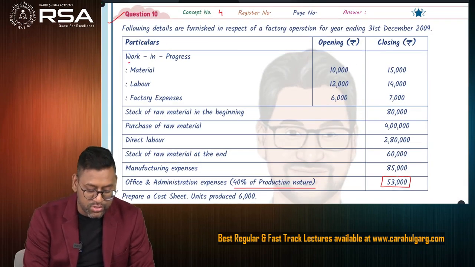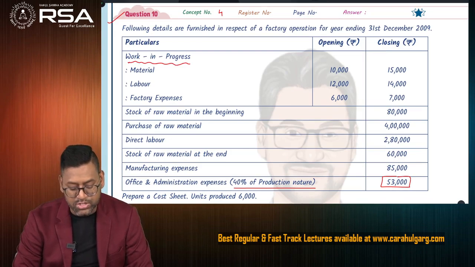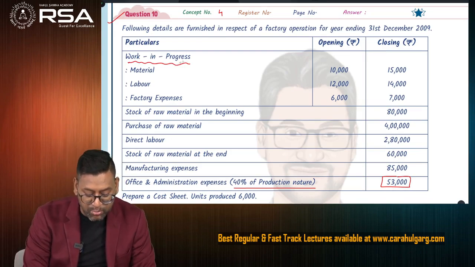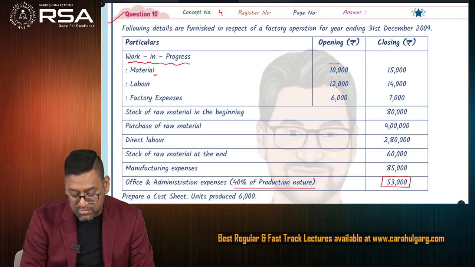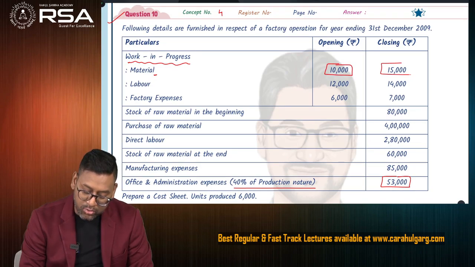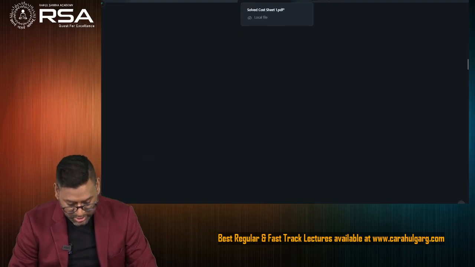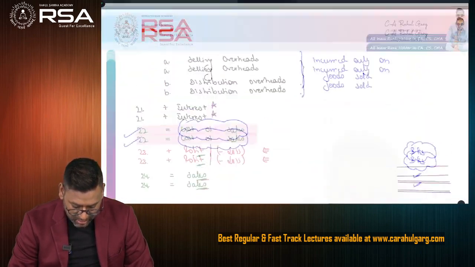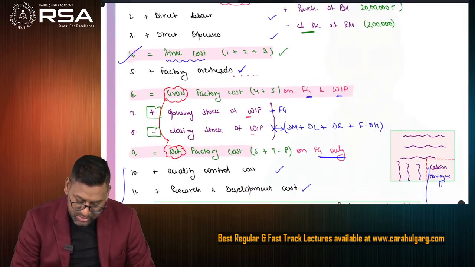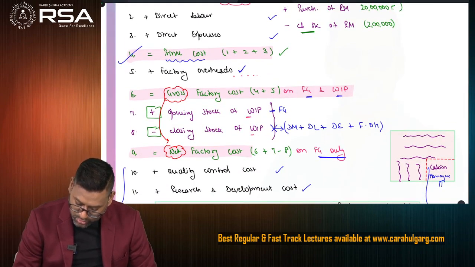One more thing, as you see over here, work in progress. Some students may get confused. In WIP, it is given the materials. Some may think it is the opening and closing stock of material. No, I told you very clearly in the lecture that when you do the WIP, you have to see over here, guys.